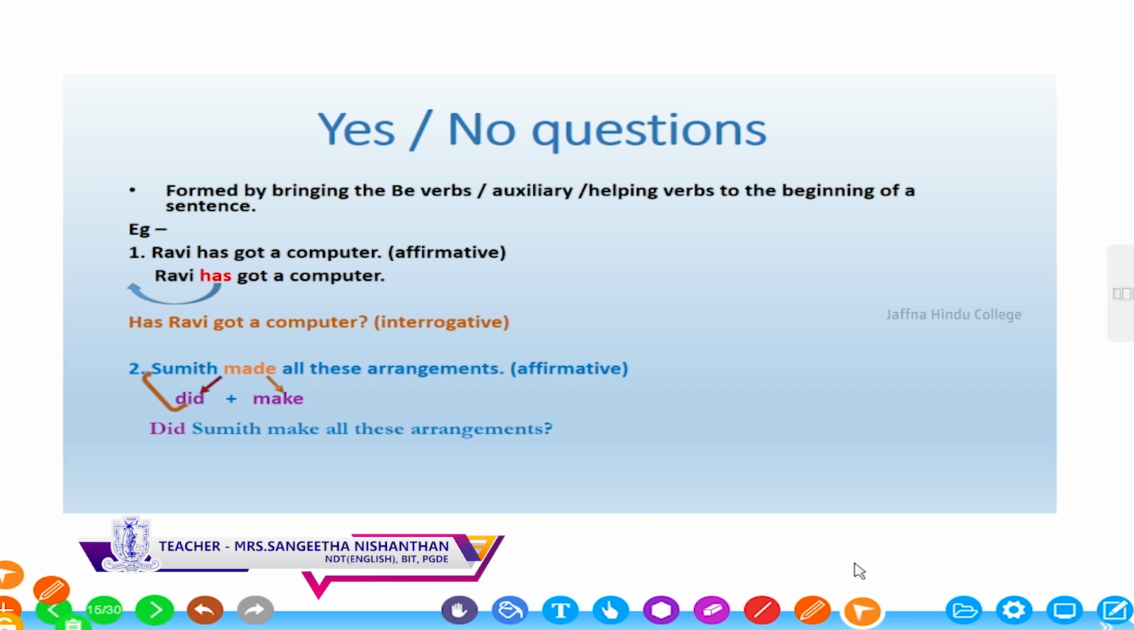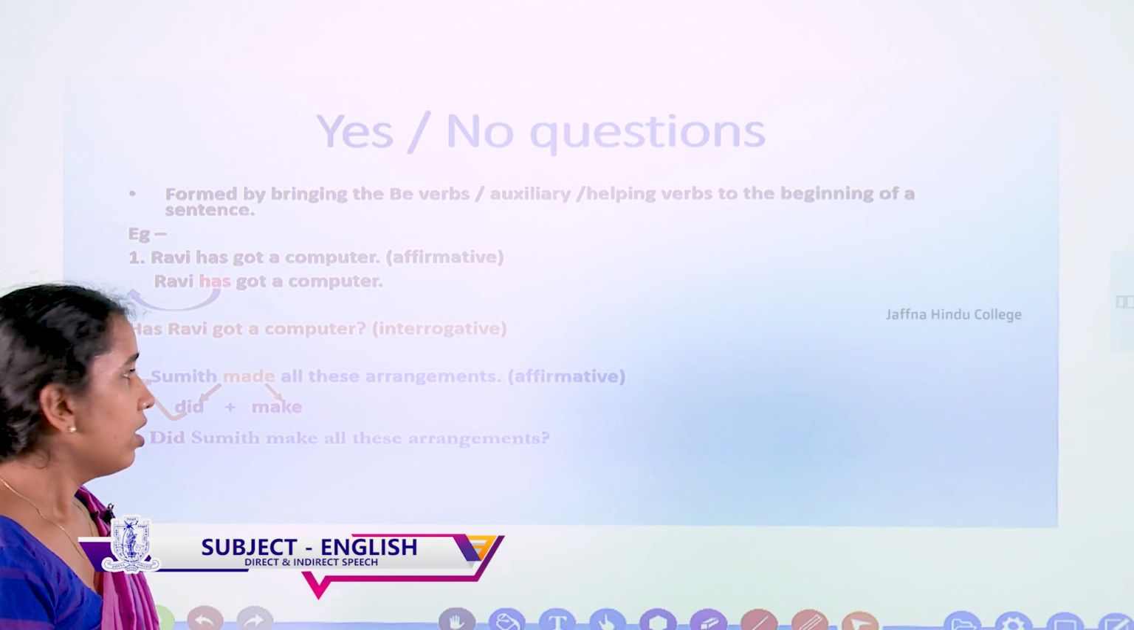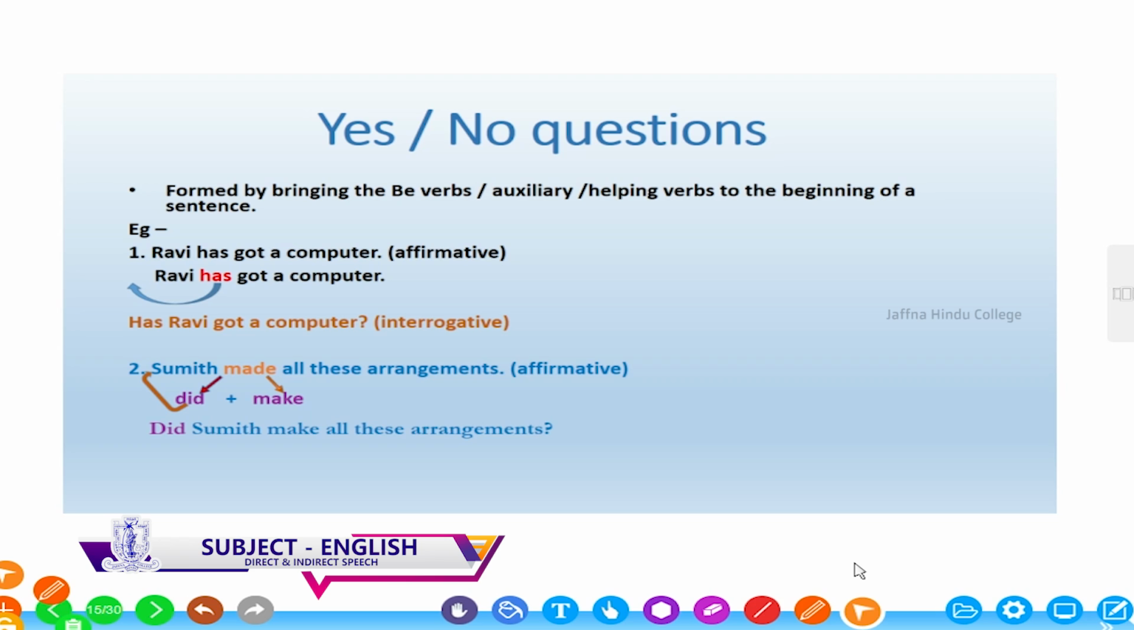Ravi has got a computer. Here the auxiliary has is here. Bring it to the beginning. Now we have the question, has Ravi got a computer? It is explained clearly here. It is a yes or no question. The answer will be yes or no.